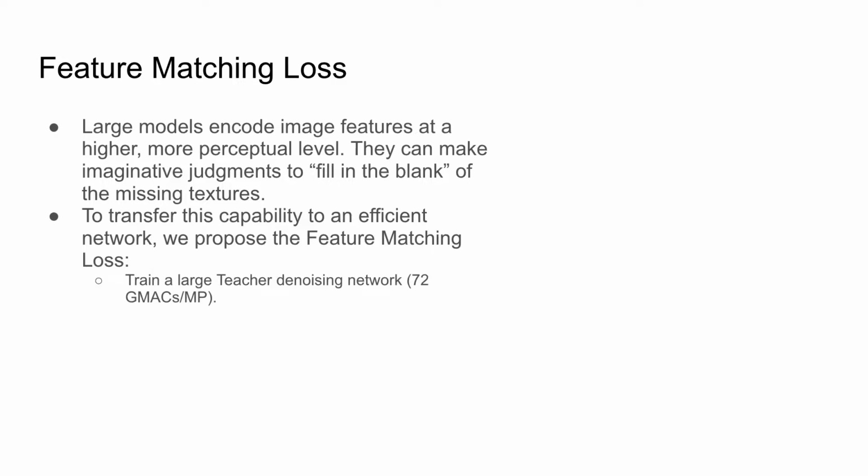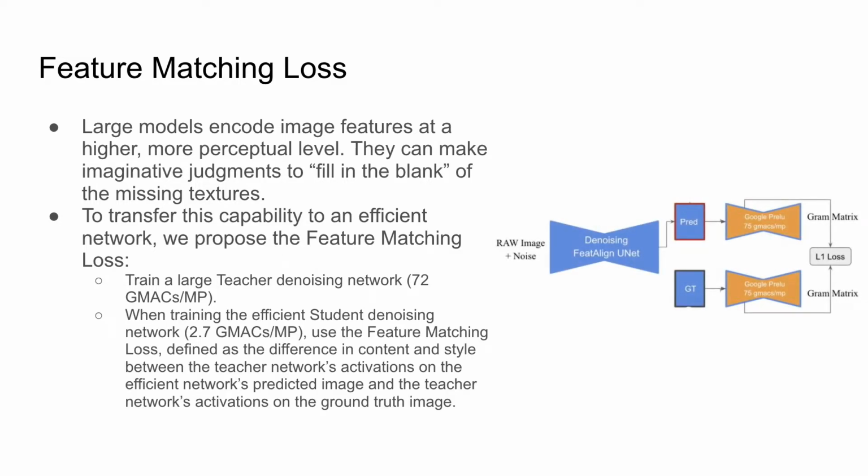To perform the feature matching loss, we first train a large teacher denoising network, and this network happens to be 72 gigamacs per megapixel. And then when we're training our efficient student denoising network, which is 2.7 gigamacs per megapixel, we use the feature matching loss.